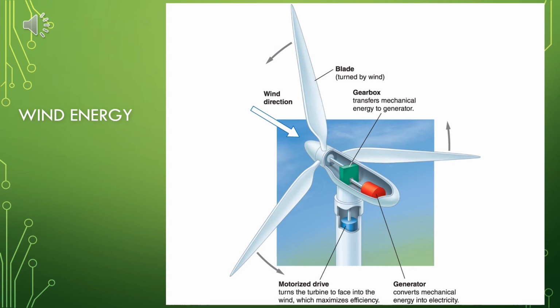These things can be ridiculously tall, some of them 250 feet high. They're very well equipped to do what they're designed to do. However, there are some problems associated with them. Wind turbines can get in the way of bird and bat migration.